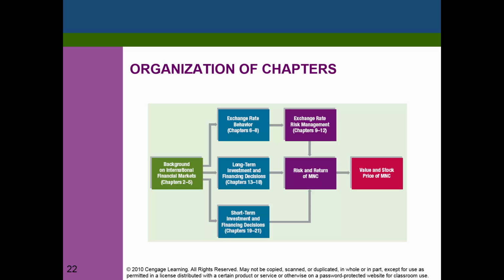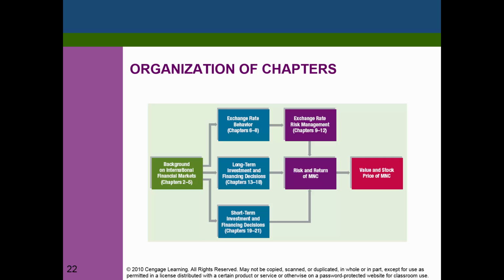Now after that, chapters 6 to 8 talk about exchange rate behavior. So in chapters 6 to 8 we'll talk about some of the rules regarding exchange rates. So we'll talk about the interest rate parity, we will talk about the international Fisher effect, and we'll talk about how companies can profit from any mispricing. So that is referred to as arbitrage. Chapters 9 to 12 talk about exchange rate risk management. So what that means is that if you are a multinational, what are some of the ways in which you can control your exposure to exchange rates?